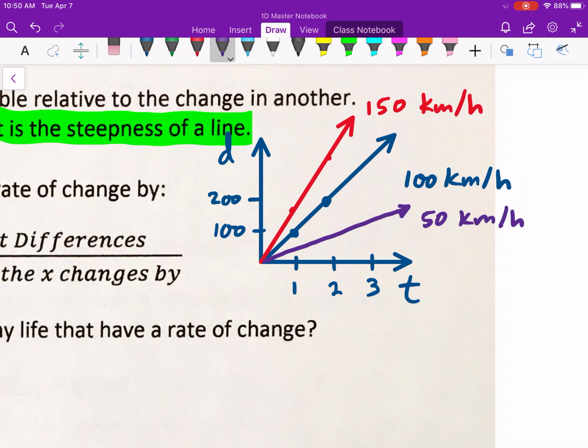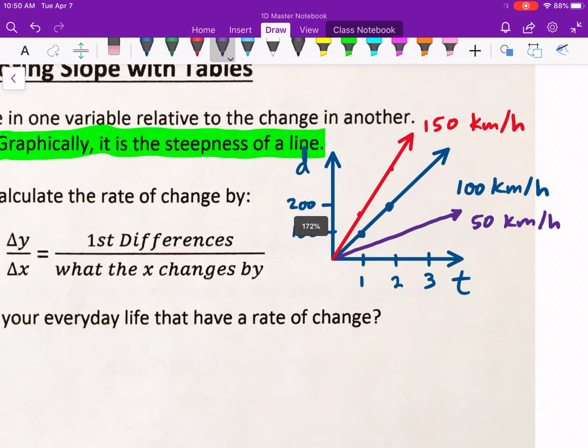And again, you can see where the term slope comes from. The red line is the steepest slope. The blue line's the middle one. The purple line's the least steep slope. But that's also the rate of change, how far someone's going compared to how long they've been driving.